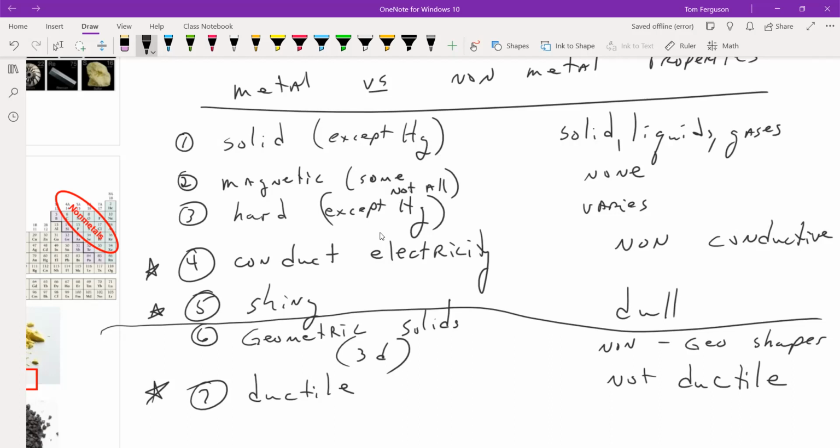And the metalloids are sometimes metals, sometimes nonmetals. So right here are the metalloids, sharing properties of both. And it depends on the electric charge placed upon them.